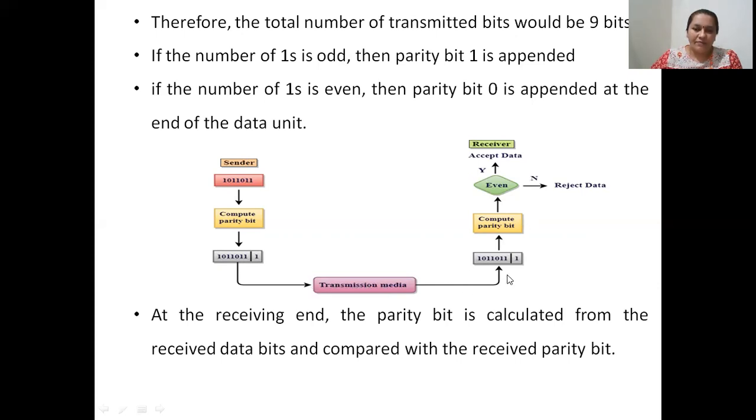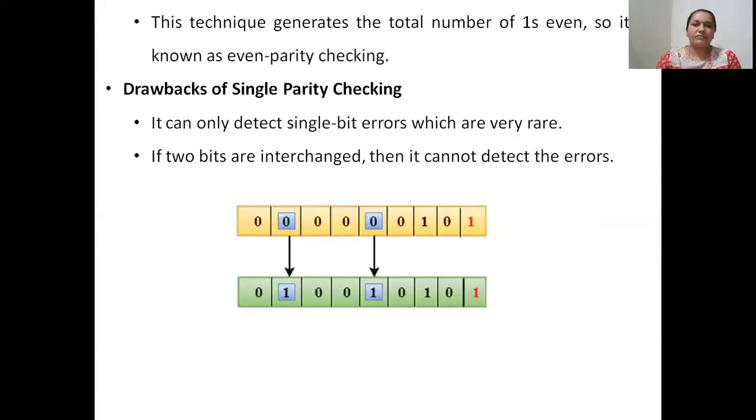At the receiving end, the receiver will compute the parity of this 8-bit unit. If it comes out to be even, the receiver understands that the data has been received error-free and it will accept it. If the parity doesn't come out to be even, if 1 bit is changed during transmission, the even parity cannot be confirmed. It becomes odd parity. Hence, in such cases, the receiver will reject the data. So this is how the single parity checking method can detect single bit errors.